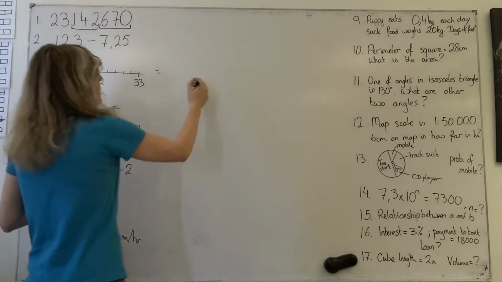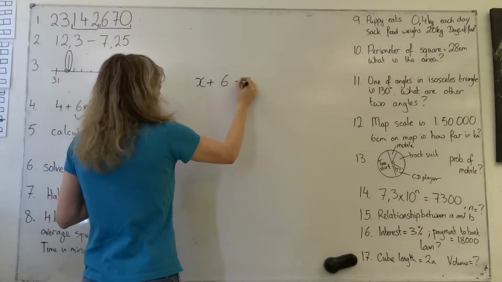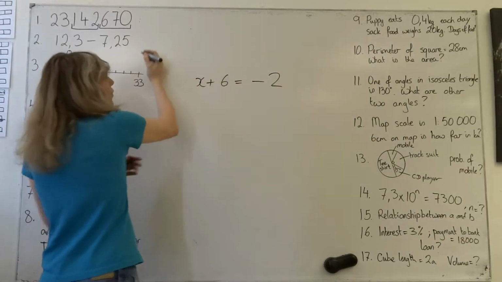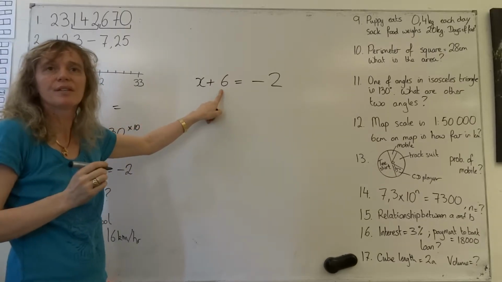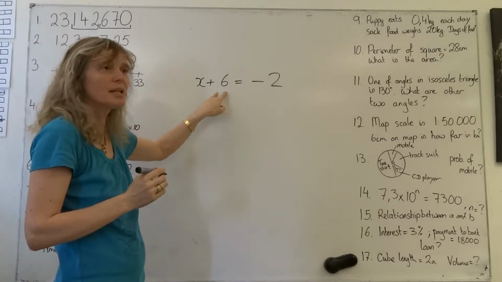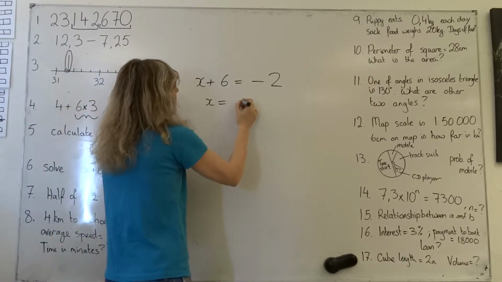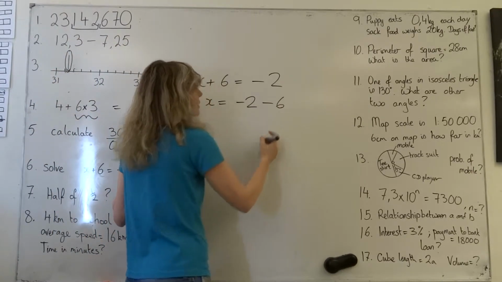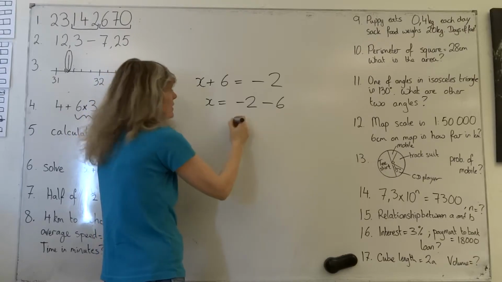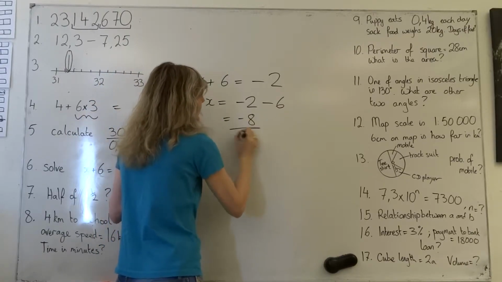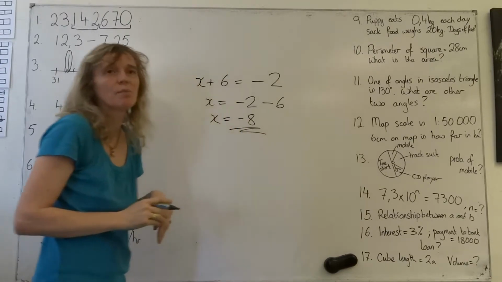x plus 6 equals minus 2. We want the plus 6 to move to the other side. We know that when a plus 6 moves to the other side, it becomes a minus 6. So we'll get x equals minus 2 minus 6. Minus 2 minus 6 is minus 8. So we know that x equals minus 8.